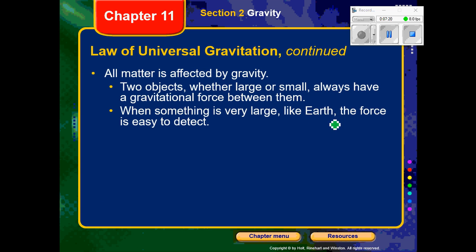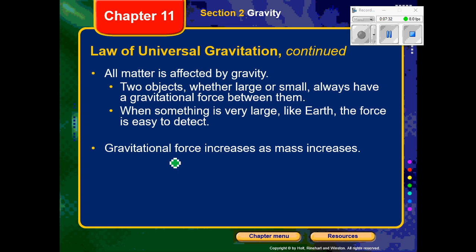When something is very large like Earth, force is easy to detect. Like if you fall off a cliff, you know where you're going, down, right? And that's the force of gravity. Gravitational force increases as the mass increases. The mass of the Earth is huge, and that's why it's so easy to detect our force of gravity to the Earth, but hard to detect our force of gravity to each other.